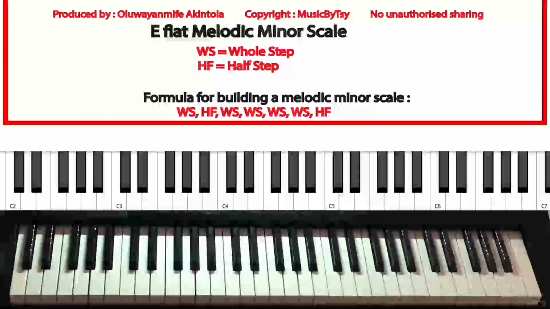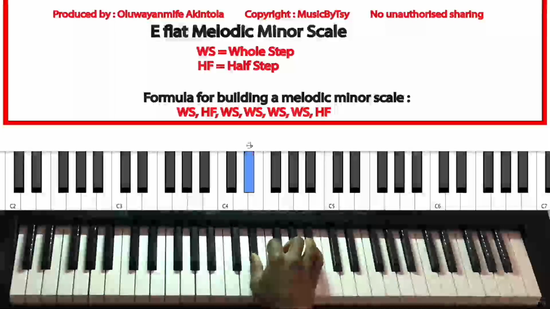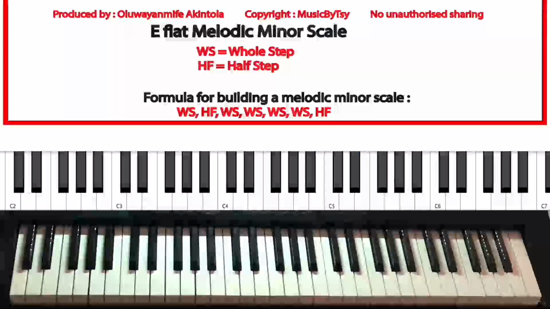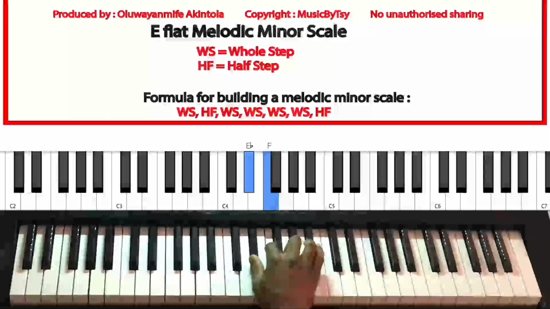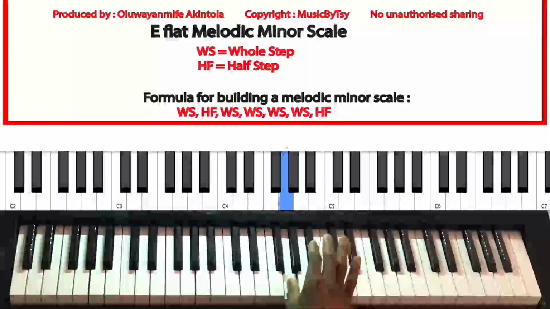So this is what I'm saying. I'm going to demonstrate what I'm saying. So the E flat major scale is this, just to remind you. So that is the E flat major scale. Now we want to build the E flat melodic minor scale. Therefore, what we are going to do is we are going to take the third note of the E flat major scale, which is 1, 2, 3. So the third note of the E flat major scale is the key of G.